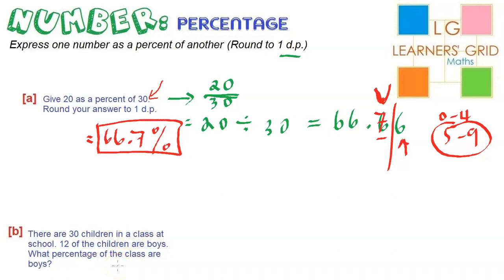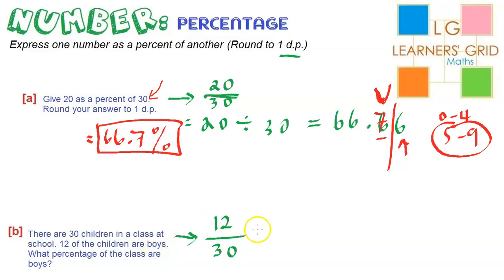Okay, so when you think about it, it's not that difficult, I guess. You can immediately see that the total amount is the number of children in the class, which is 30. So that's going to form our denominator. That's the total. 12 of the children are boys. What percentage of the class are boys? So that 12 goes there.